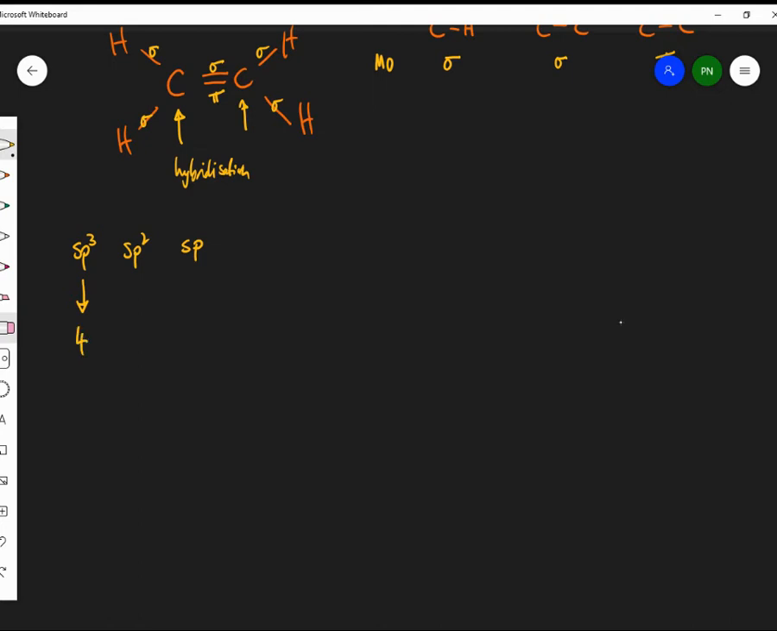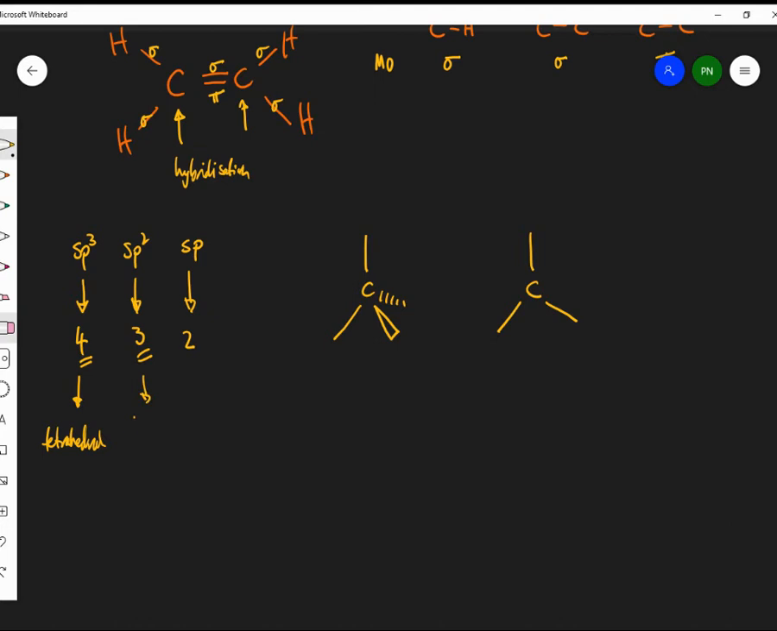4. That's right. sp2 gives us 3, sp gives us 2. Yes? If it's sp3, it must be tetrahedral with 4 bond directions. If it's sp2, it must be trigonal planar with 3 bond directions. 4 bond directions is going to give us tetrahedral.